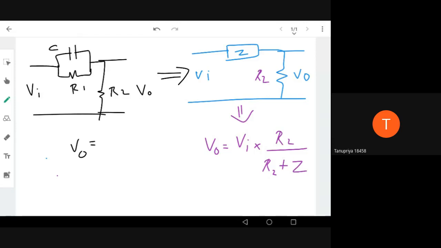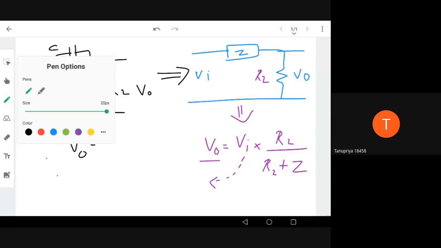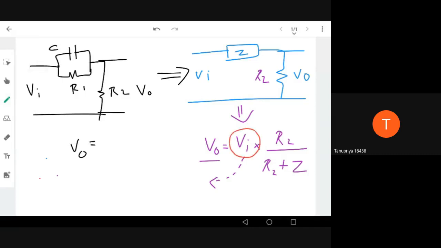Okay, so how can I write this? So I can take the V out into the LHS, then I'll get the transfer function, right? You can see here, V out is there, Vi is there. Now what we want is V out by V in, right? So we'll get R2 divided by R2 plus Z. This is the transfer function.